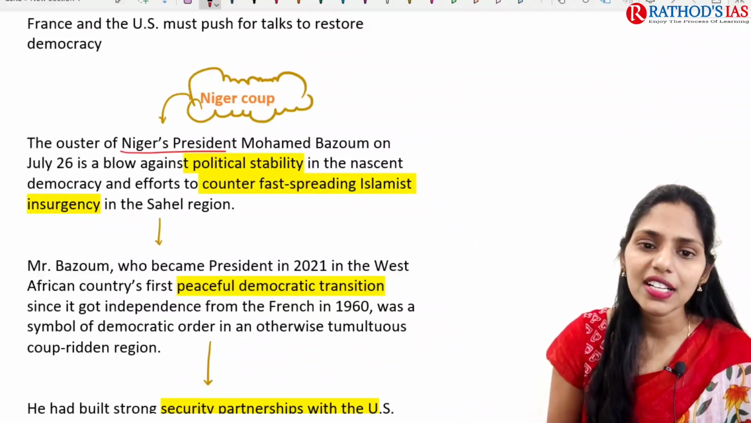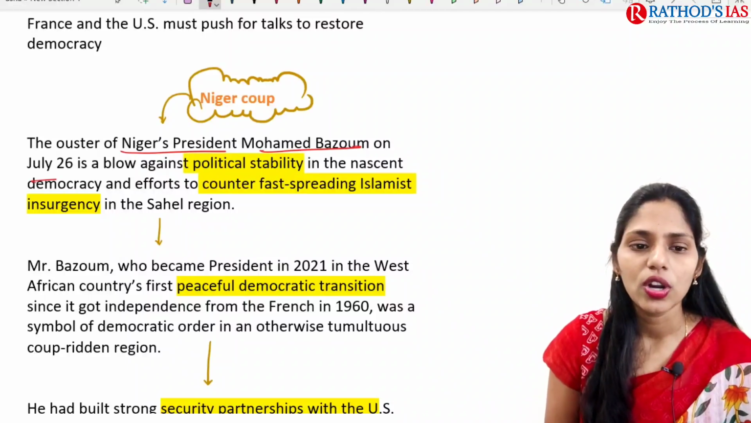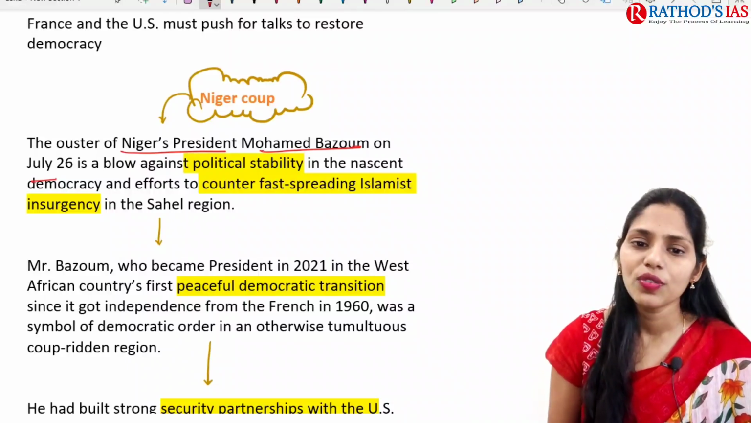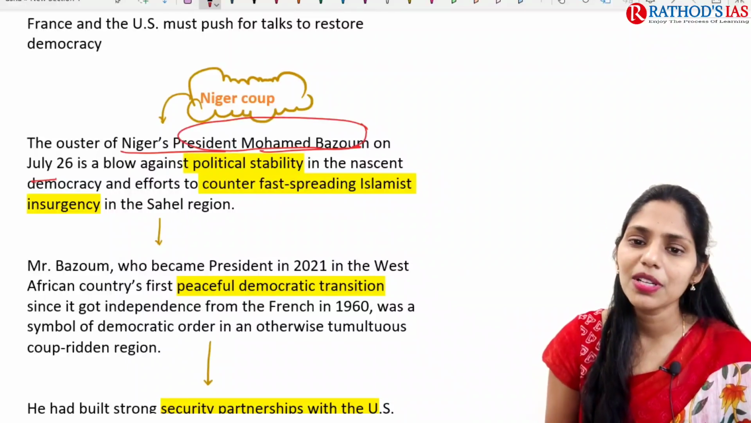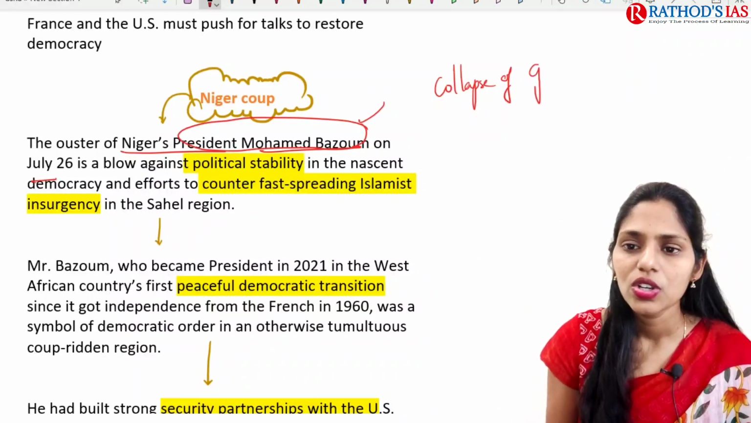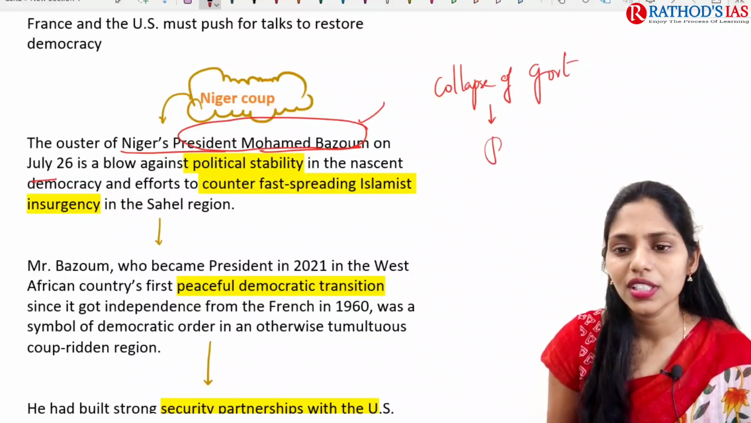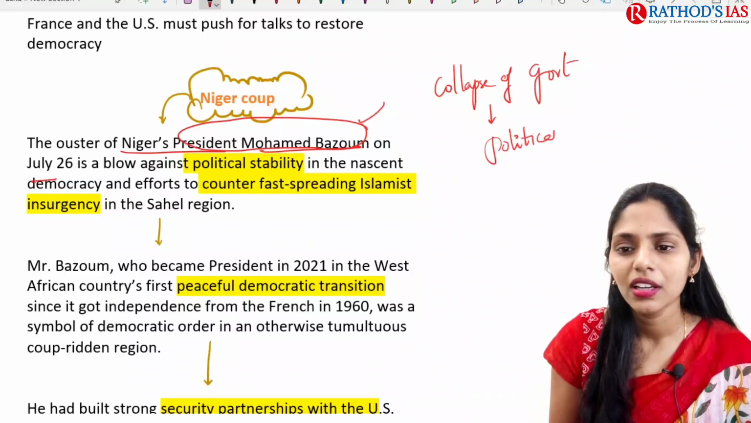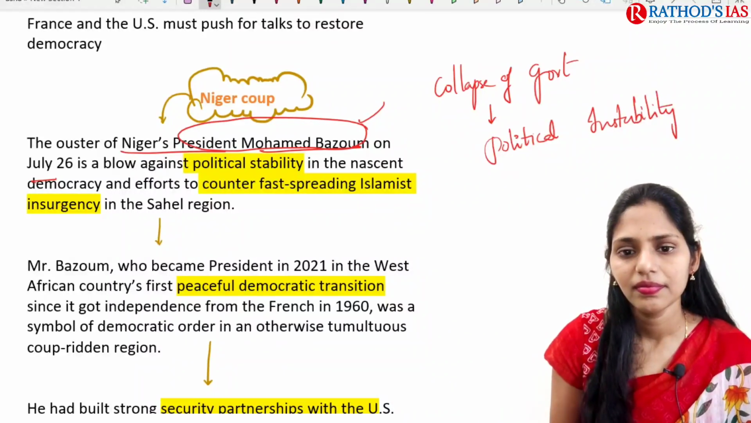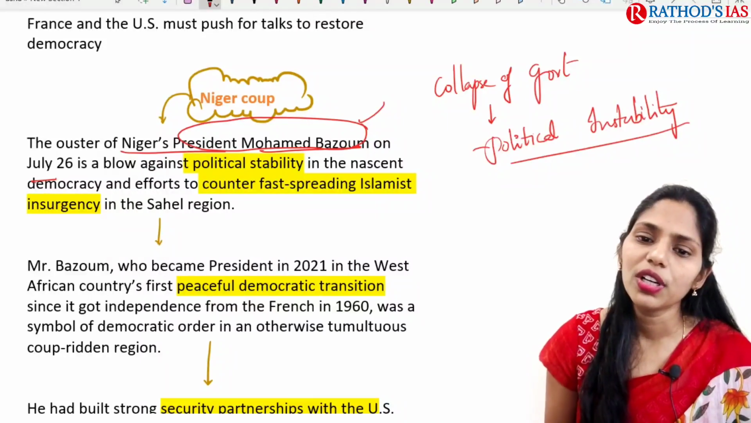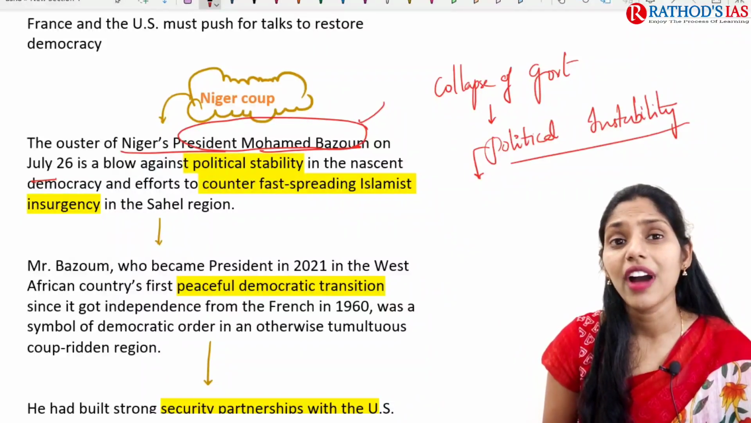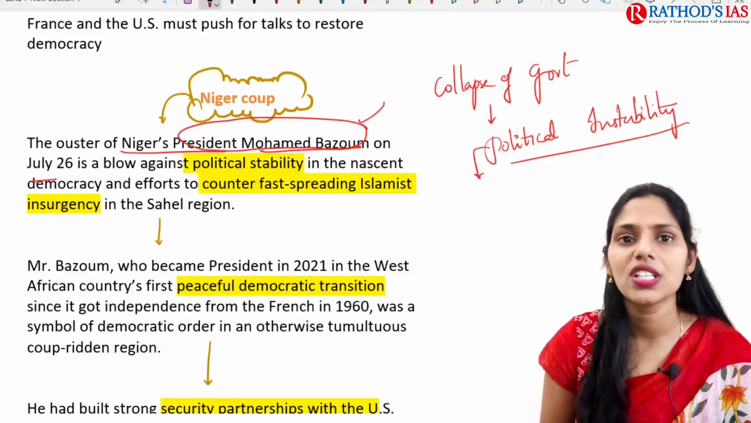The ouster of Niger's president Mohamed Bazoum on July 26th is a blow against political stability. Whenever there is a coup against the president of a country, what happens? There is collapse of government, and because of the collapse of government, political instability arises. Because of this political instability in this nascent democracy, it is taking some efforts to counter the fast spreading Islamic insurgency in the Sahel region.